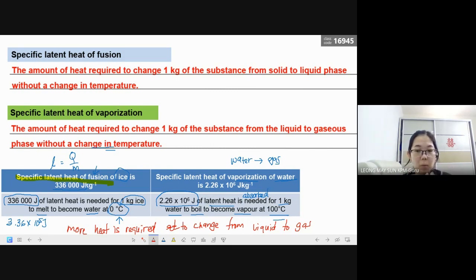Remember one thing: in order for a molecule to change from liquid state to gas state, it needs to break away from all its molecular bonds. So more heat is required there. This is the reason why we normally use the steaming method to cook things faster. Okay, let's proceed. Can I go to the next slide already? Are you okay so far?